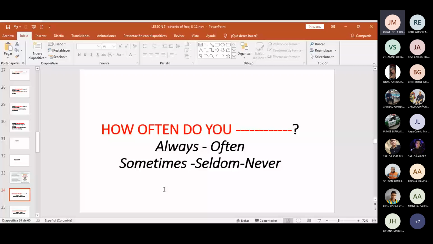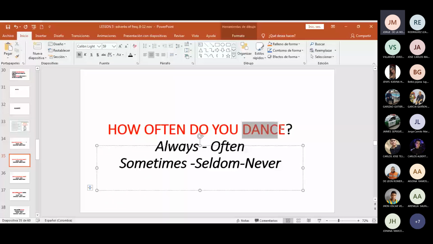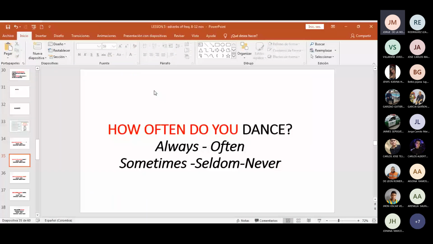Y aquí que va en el espacio va el verbo. Yes? How often do you dance? In Spanish, how often do you dance, student? ¿Con qué frecuencia bailas? Entonces usted dirá ahí si siempre lo hace, si lo hace muchas veces, si lo hace algunas veces, si lo hace pocas veces o si nunca lo hace. Ya si usted va a indicar que siempre lo hace los domingos y que muchas veces lo hace en vacaciones, etcétera.